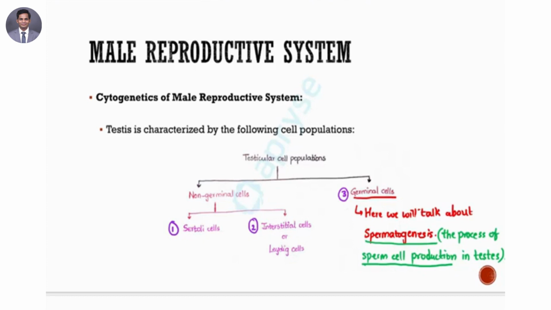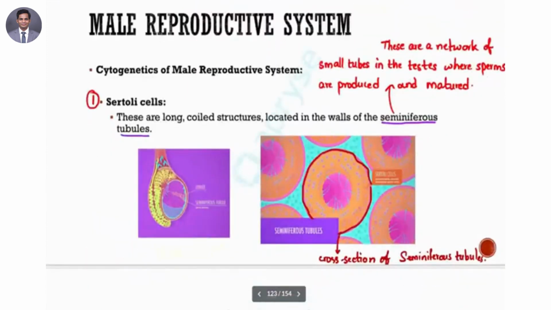So the first one was what? The first one was your Sertoli cells. Now you guys remember what Sertoli cells are, right? FSH stimulates the Sertoli cells, and Sertoli cells essentially help in the production of sperm. So this is your Sertoli cells.